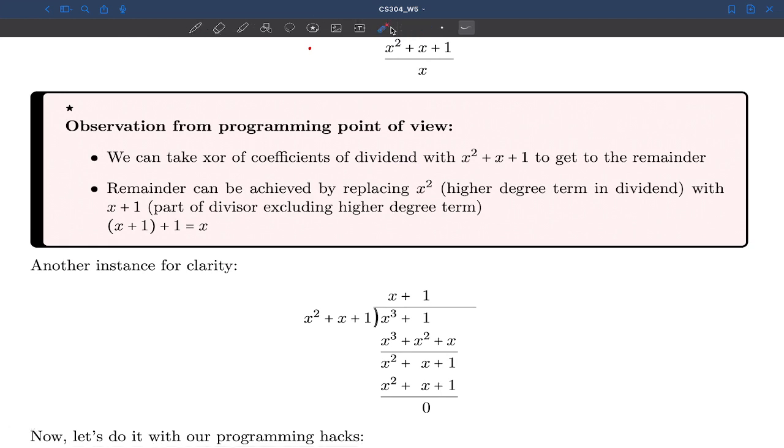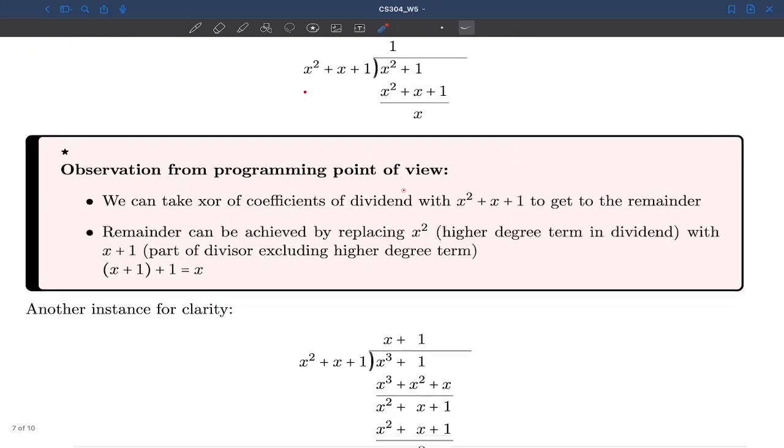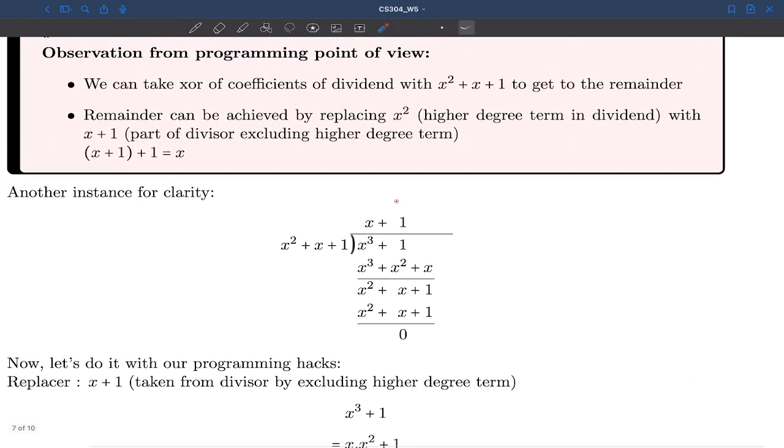So let's say we have x cube plus 1. So x cube plus 1 will also be in F2[x], right? Because F2[x] has all the polynomials that have coefficients either 0 or 1. Here we have constant term 1 and coefficient 1. So this x cube plus 1 will also be in F2[x], and we have our p(x), that is x square plus x plus 1. So I want to divide x cube plus 1 by this.